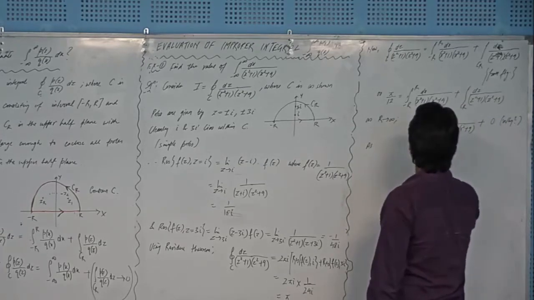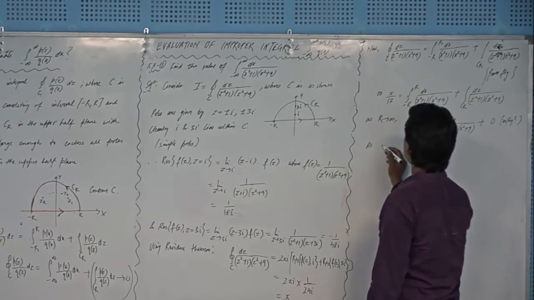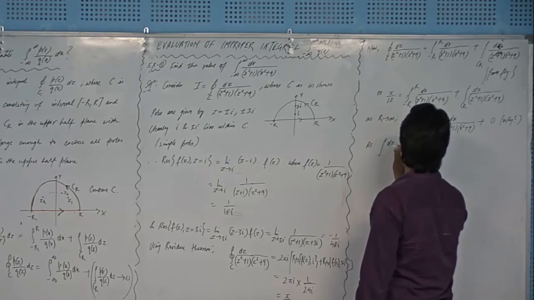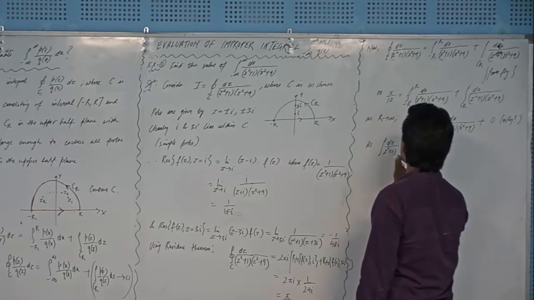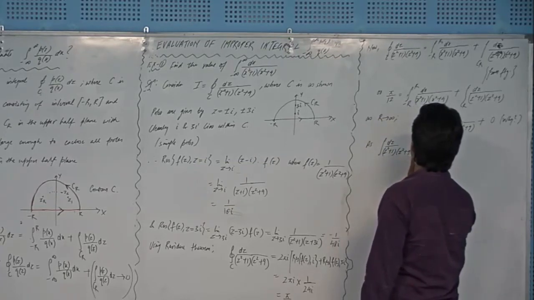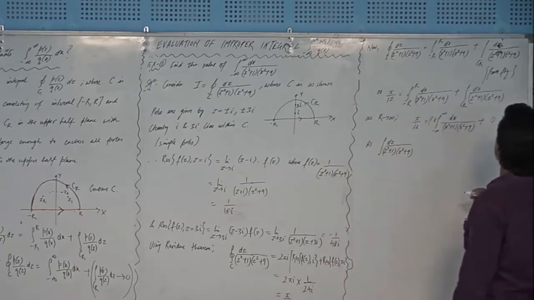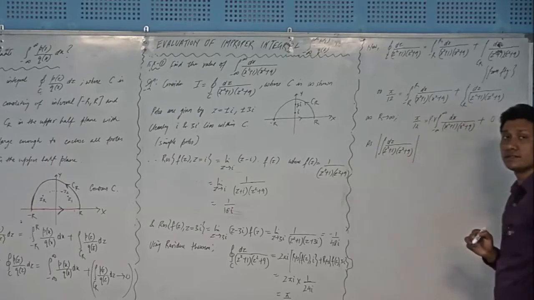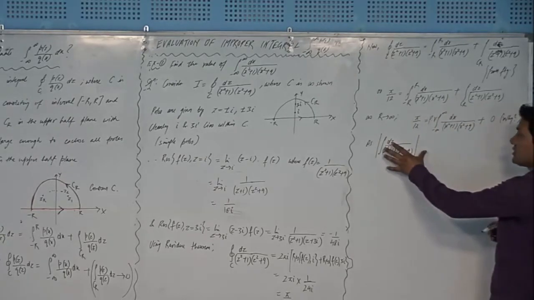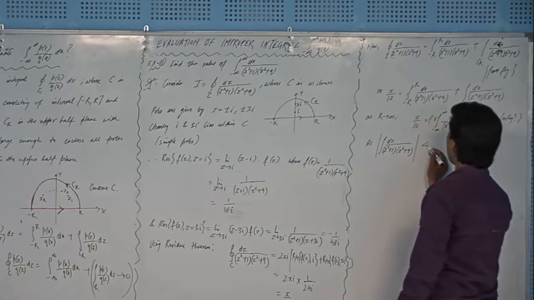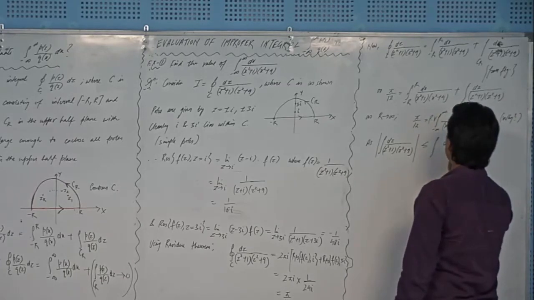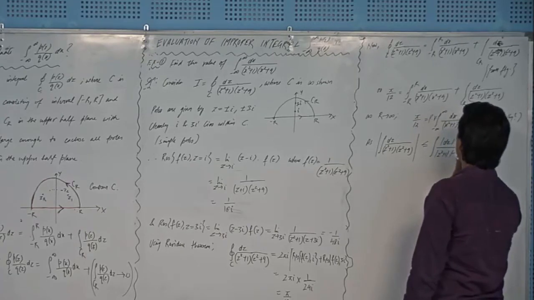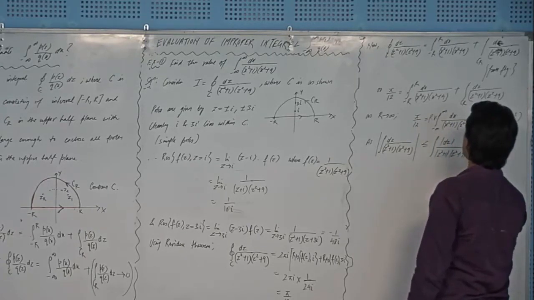As I am talking about this small integral, dz over z square plus 1, z square plus 9, if I take the modulus of this thing, I am taking an estimate. The modulus of this thing should be less than or equal to the integral of mod dz over mod of z square plus 1 and mod of z square plus 9, right?